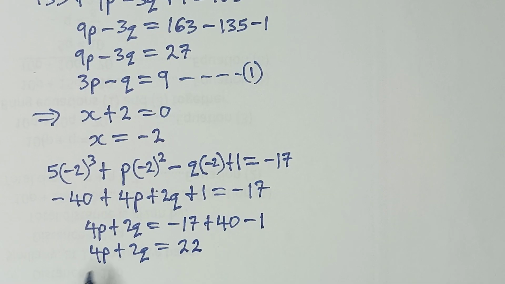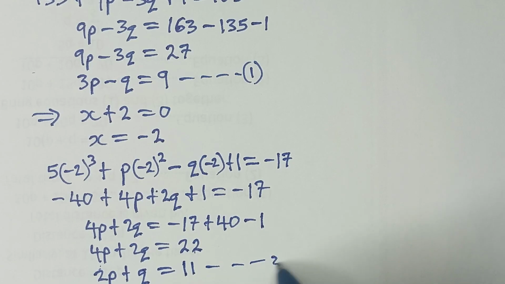If you check, we can also express this in its lowest term, because each term here can be divided by 2. So 4 divided by 2 will give us 2p, plus 2 divided by 2 is 1q, and so I can simply write it as 2p plus q is equal to 22 divided by 2, which will give us 11. And then I can call this equation 2.